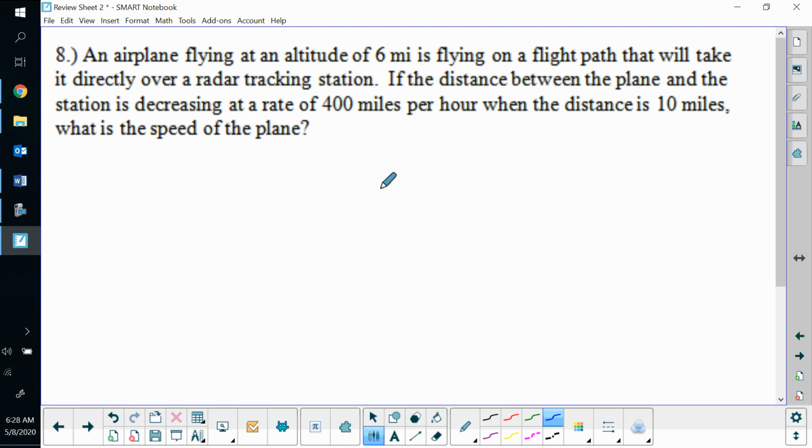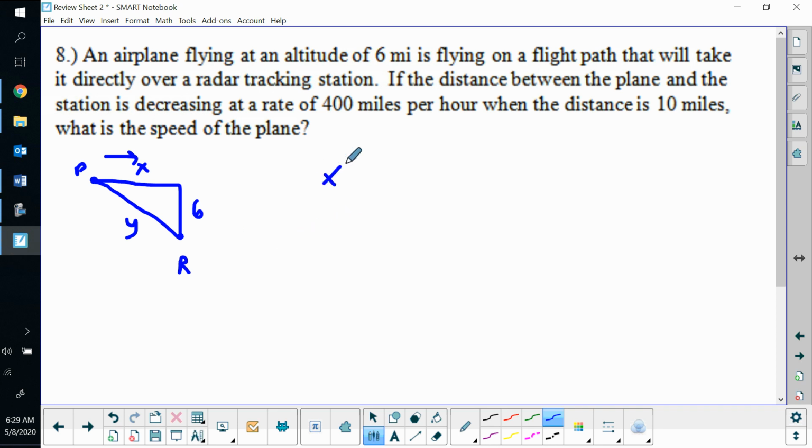So we have an airplane flying at an altitude of 6 miles. It's flying on a flight path that will take it directly over a radar station. The distance between the plane and the station is decreasing at 400 miles per hour. When the distance is 10 miles, what is the speed of the plane? So let's say that this is our radar station here. The plane, we'll say, is here, and the distance between it and the station is decreasing, so we know it's heading this way. And what this ends up forming is a right triangle. This length is changing, this length is changing, but your altitude is staying at 6 miles.